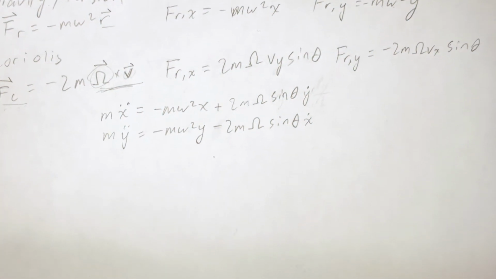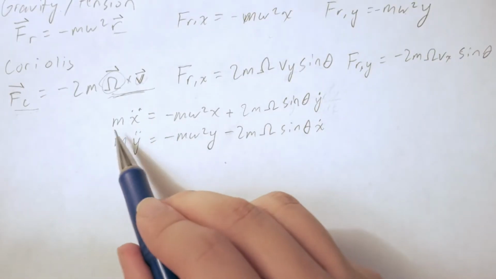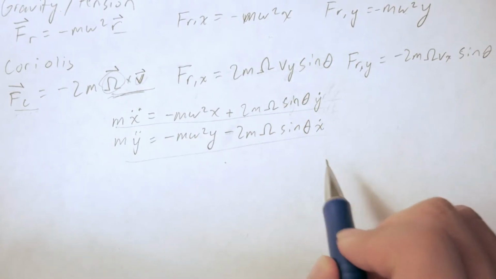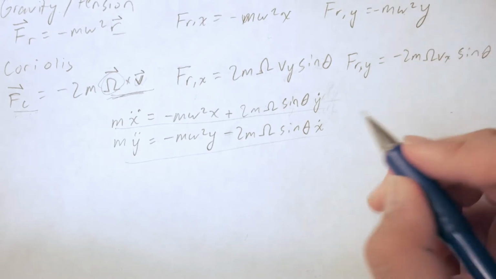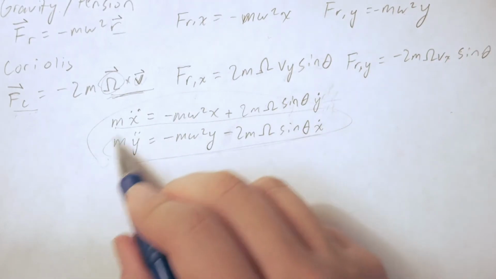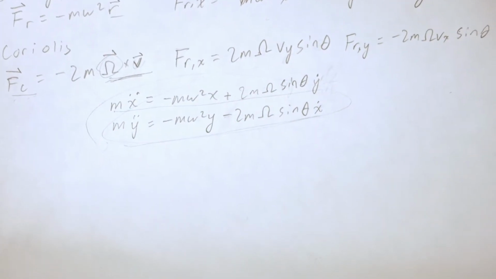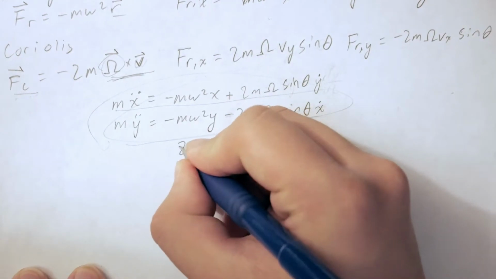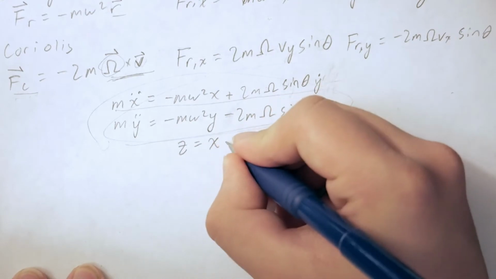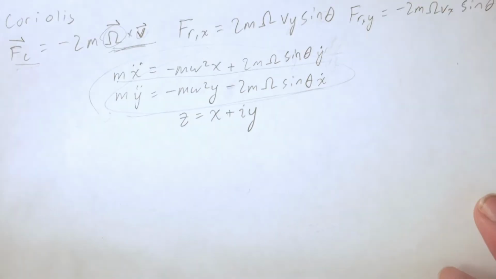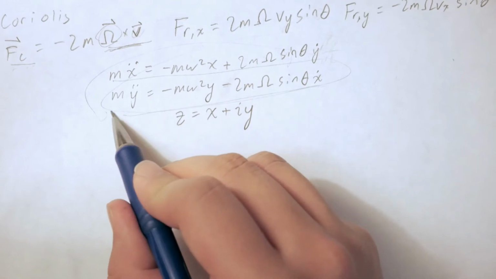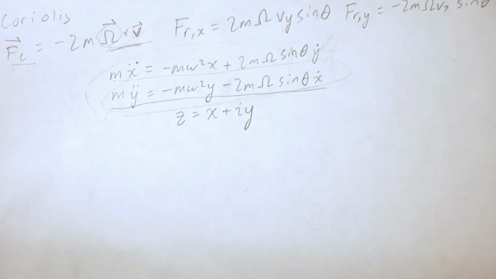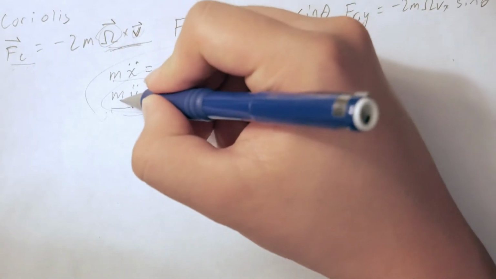And we actually run into a problem here, which is that these two equations aren't completely dependent on one variable. So we actually have to solve this as a system. And in order to do that, we can start by introducing the complex variable x plus iy. So we can multiply the second equation by i and then add the two equations. So first let's get rid of m.